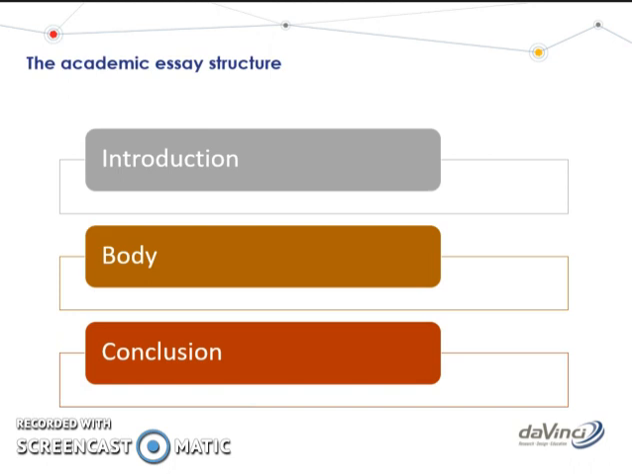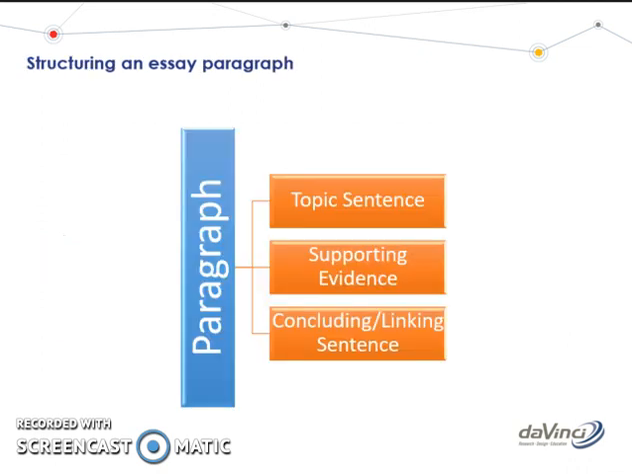An essay has three core parts: the introduction, body, and conclusion. While each of these parts requires the inclusion of specific types of information, the content of each paragraph in the body of the essay tends to follow a structured formula or format. This format requires that each paragraph have three distinct components. These are the topic sentence, supporting evidence, and concluding or linking sentence.